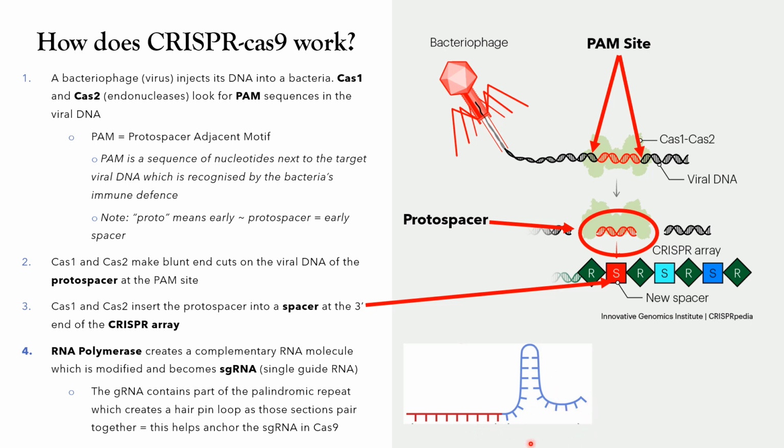Part of the single guide RNA is palindromic, so it is read the same forwards and backwards, which means it's complementary to each other. So they pair up together to form this loop. And this loop is important because this helps anchor this guide RNA, or single guide RNA, onto Cas9, which then is used in immune defense.